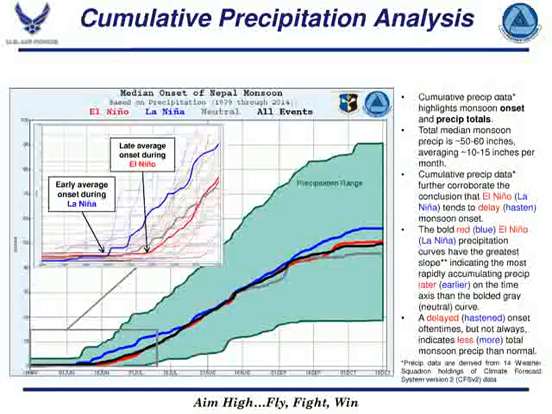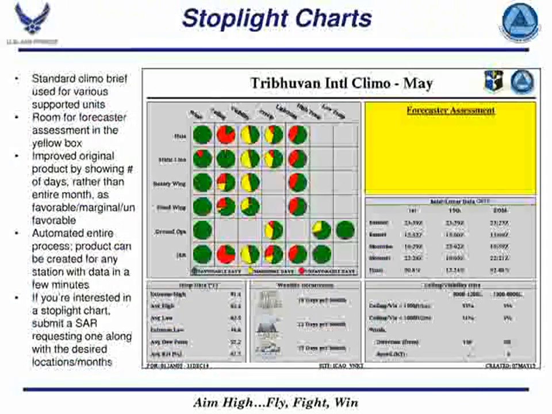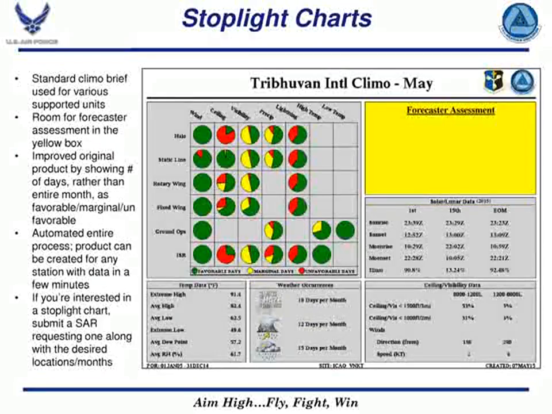Lastly, a forecaster at the 18th Weather Squadron headquarters in Fort Bragg was looking for climatological data to use in providing staff weather briefings and mission planning to supported units. Rather than simply providing the data, we coordinated all of the mission limiting criteria and automated the production of a stoplight chart for use in briefings, similar to a product already in use at the 18th. By automating the process, we can now create this product for any location in just a few minutes as long as the station has a sufficient amount of data.